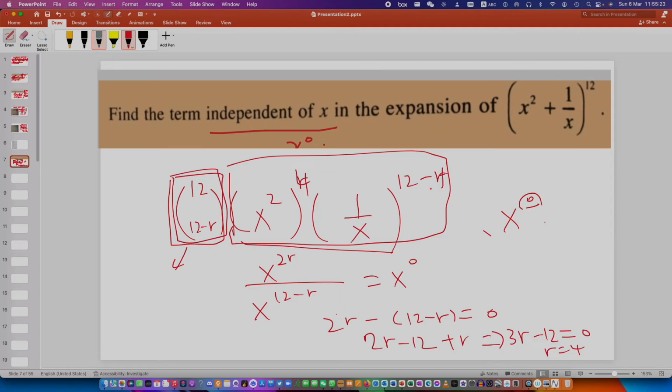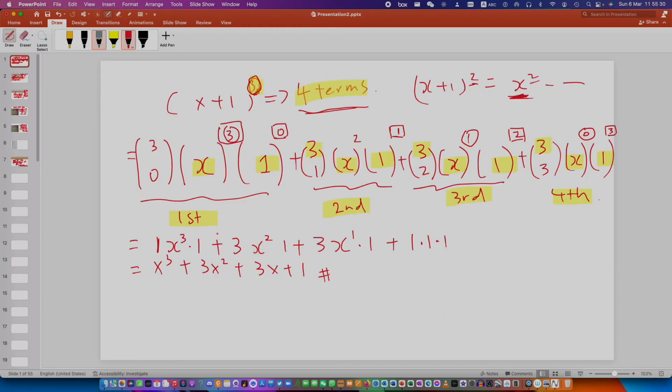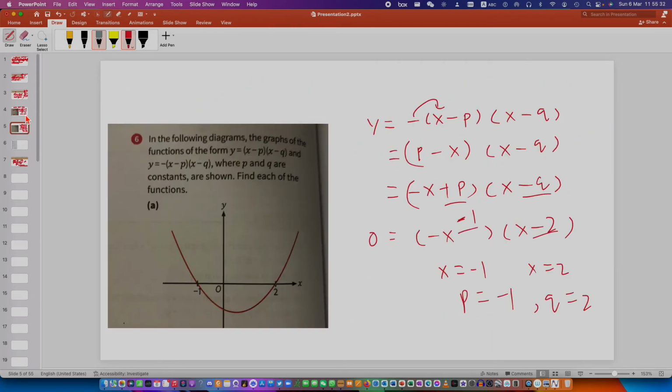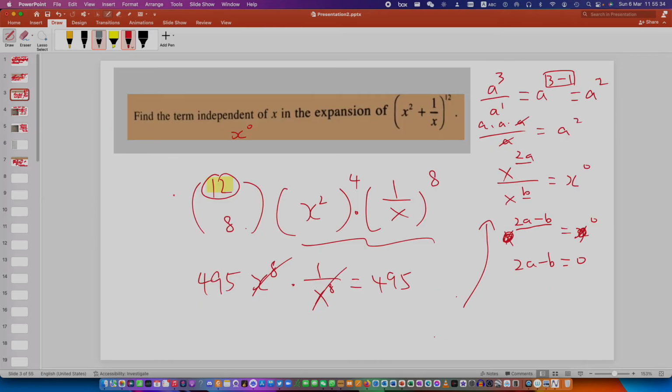This will be 12 minus 4, which is 8. You compare this 4 and 8 to my simultaneous equations just now. They work the same.